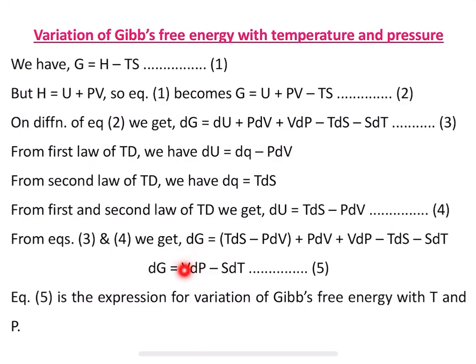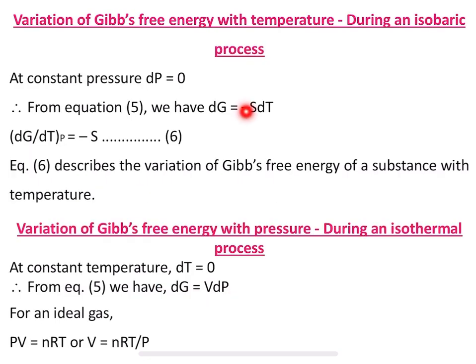That means this whole term will become 0. So when dP is equal to 0, this whole term will become 0. So that is why dG is equal to minus SdT. So that is what is left. Okay, dG is equal to minus SdT.